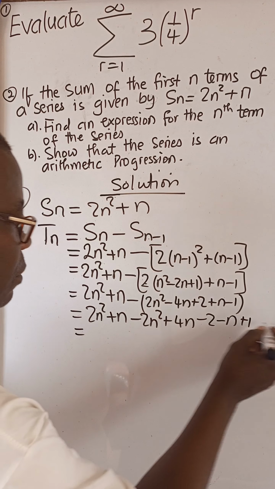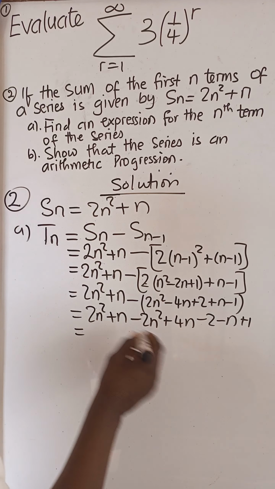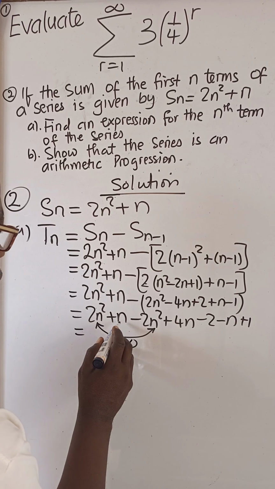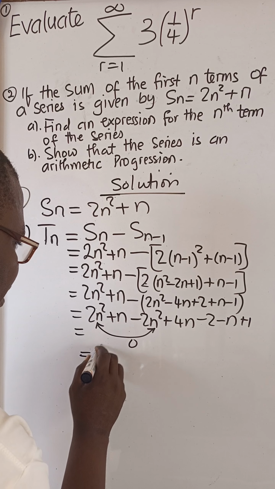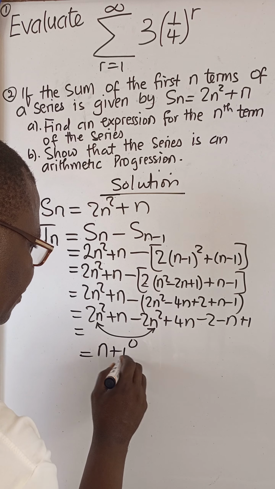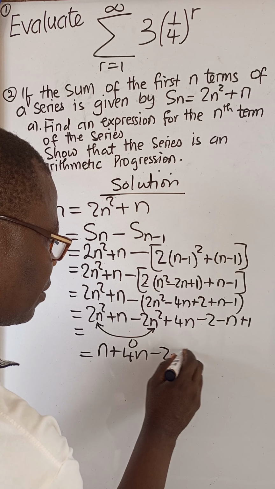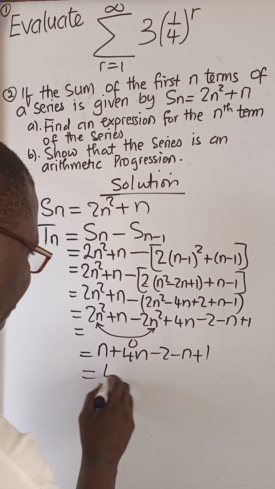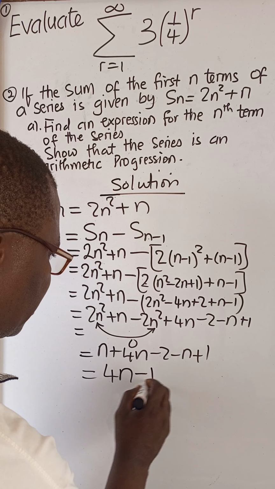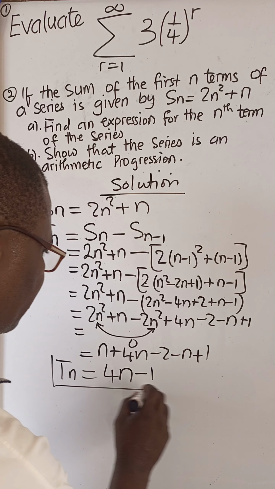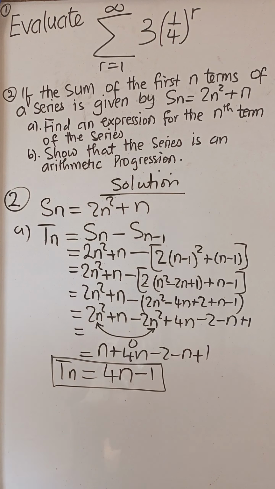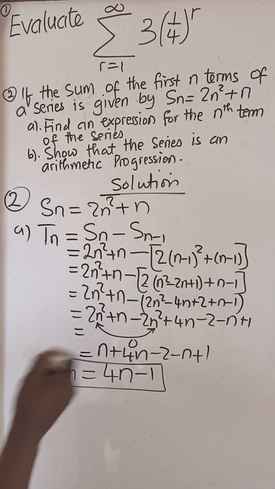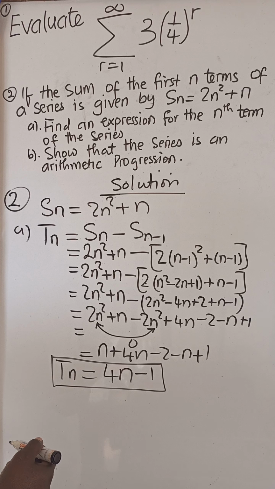So finally, we have to simplify or reduce this long expression. We have 2n squared minus 2n squared gives us 0. All right, so finally we have n, this one, plus 4n minus 2 minus n plus 1. So we have n minus n 0, so we're left with 4n. Negative 2 plus 1 gives us negative 1. And so the expression of the general term or any term for this series will be Tn given by 4n minus 1. This is the expression for any term in that series.